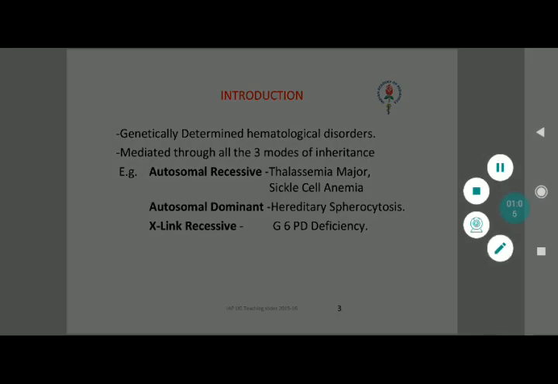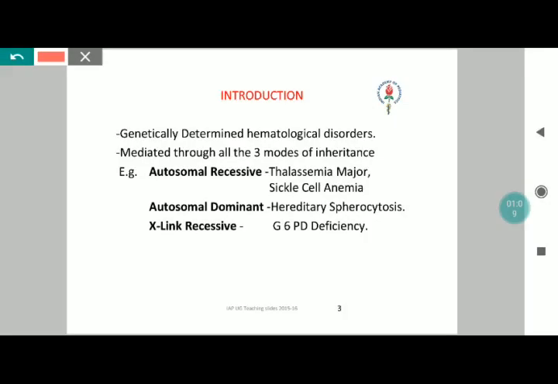Under the spectrum of autosomal recessive, thalassemia major and sickle cell anemia are important causes. If we consider the autosomal dominant spectrum, hereditary spherocytosis is included, and G6PD deficiency is an X-linked recessive hemolytic anemia. These examples are very important.